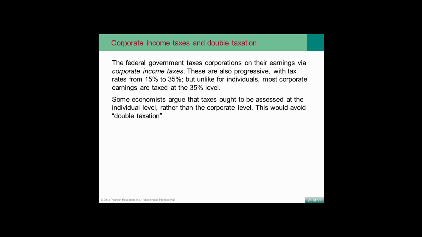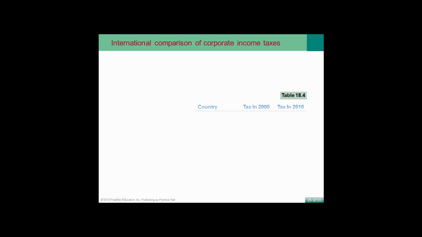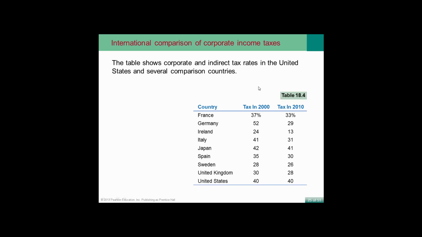Some individuals argue that taxes ought to be assessed at an individual level rather than corporate level because this would avoid double taxation, because the corporations are taxed and then the shareholders of the corporation are taxed on their individual tax return. Another alternative is to tax only at the corporate level, leaving income obtained via investment, capital gains, untaxed. Currently, capital gains are taxed at less than ordinary income in an attempt to offset this double taxation and to spur investment. So here's a list of all the corporate tax rates in 2000 and then 2010.